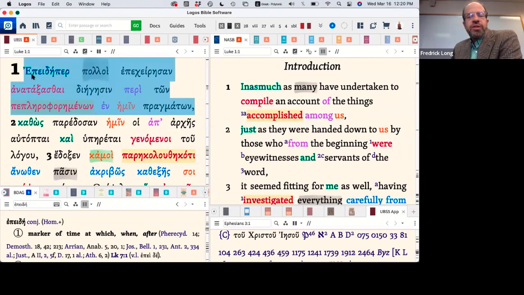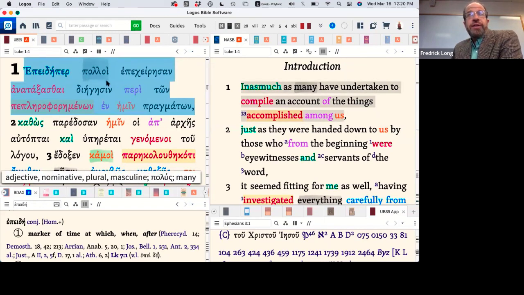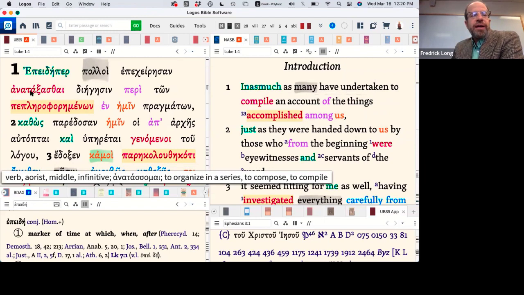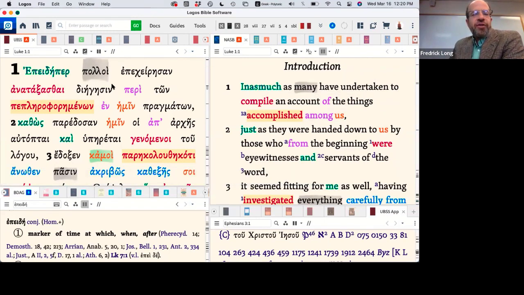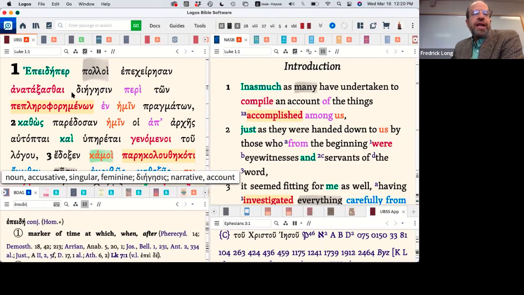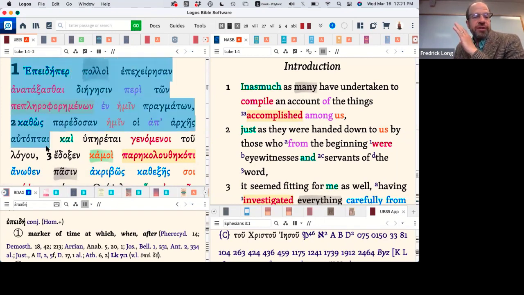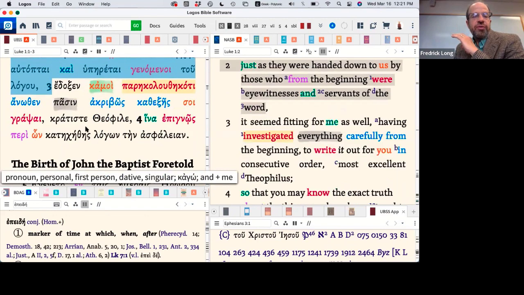we have to look at what's Luke's point here. So they've endeavored to write up an orderly, so this is from anatassomai, they've endeavored to write up a narrative. And so we have to keep translating. What is it that he's really striving after? Basically Luke is going to be adding something. He's going to be doing something. And we're going to get to the main sentence. This is all subordinate clauses. The main sentence actually is found in verse 3.